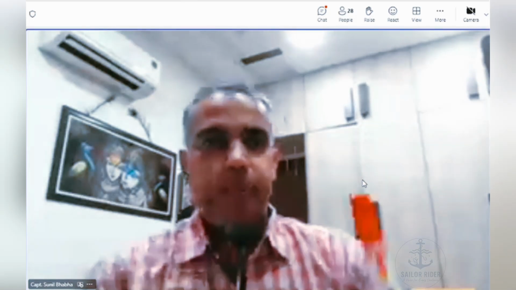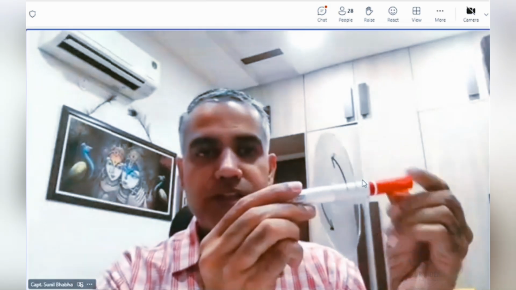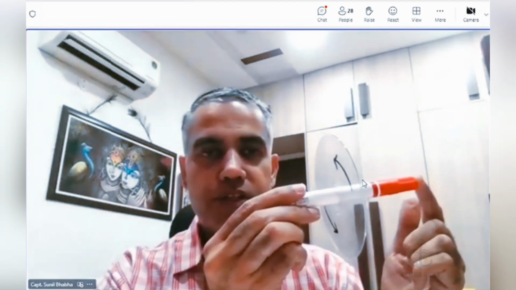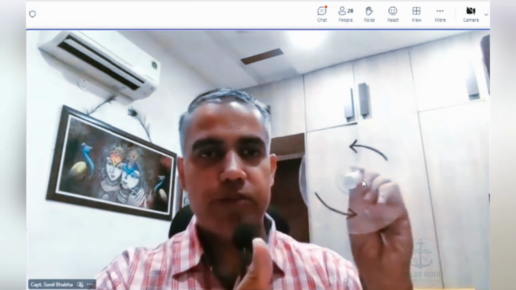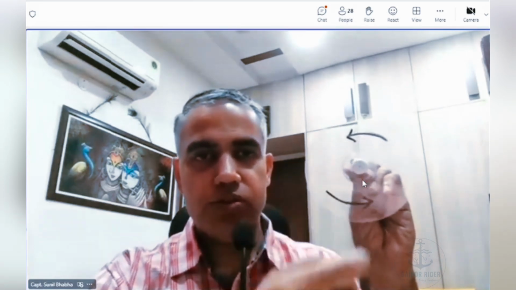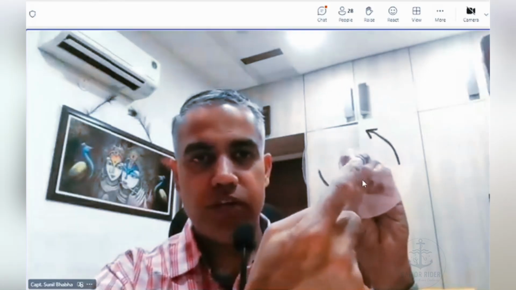Okay, so beta, ये रहा हमारा मॉडल. This is the south end of the spin axis. This is the north end of the spin axis. This is the rotor. The direction of spin is mentioned by these arrows. So it is spinning anti-clockwise as viewed from the south end.